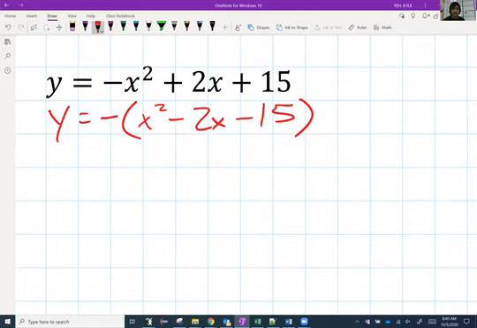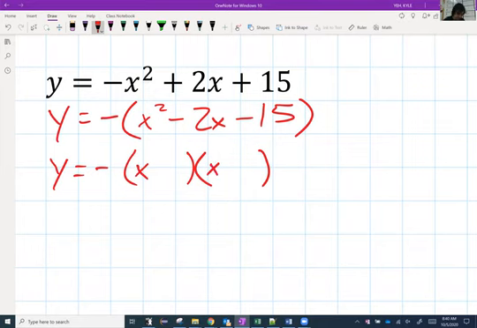What does that negative do? It just stays on the outside and comes along for the factoring ride. y equals negative. I know I need to factor that inside, so I'm going to set up my binomials. Now it's just x squared, so I'm going to make it x and x.